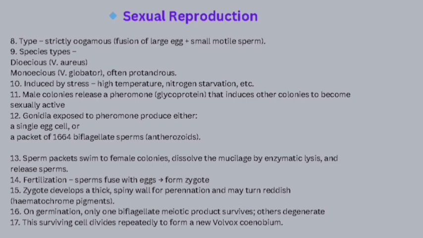Sperm packets swim to female colonies and dissolve the mucilage by enzymatic lysis and release sperms. Fertilization: sperms fuse with the egg cell, leading to the formation of a zygote, and then this zygote develops a thick spiny wall for perennation and may turn reddish in color, due to hematochrome pigments. On germination, when these zygotes germinate, only one biflagellated meiotic product survives, and the others degenerate. This surviving cell divides repeatedly to form a new Volvox coenobium.